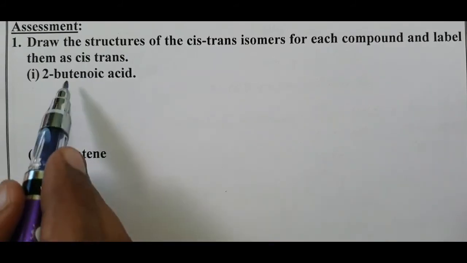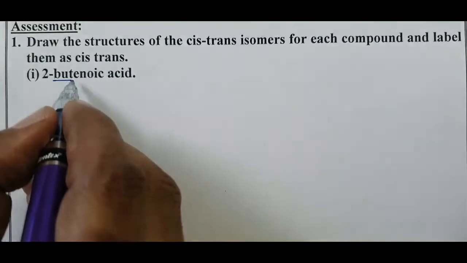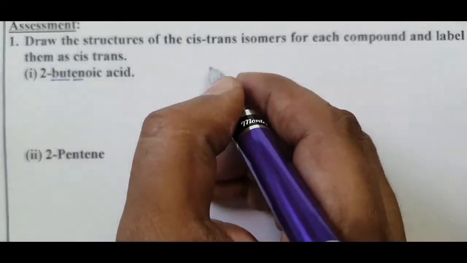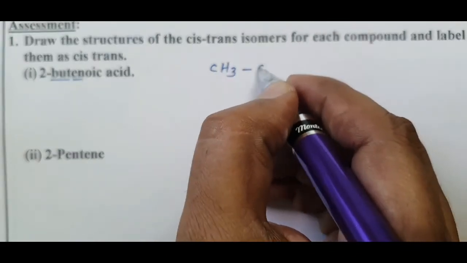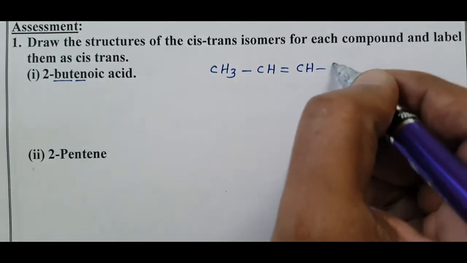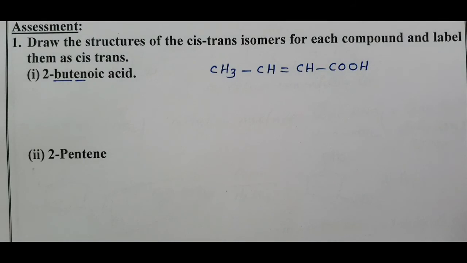2-butenoic acid. But means 4 carbon atoms, ene means double bond, position of double bond 2, oic acid is the COOH group. Now write the molecular formula: CH3, CH, double bond, CH, COOH. This is 2-butenoic acid.